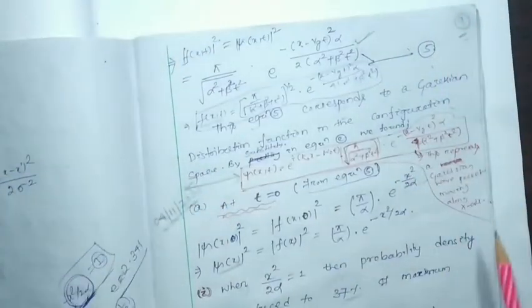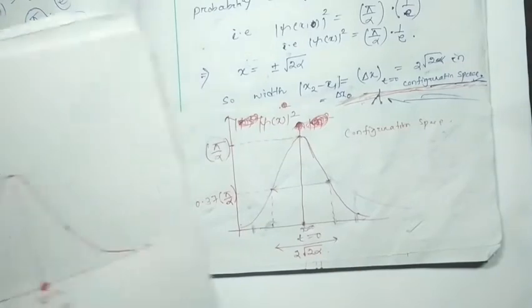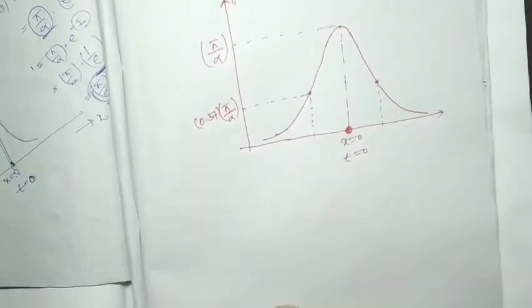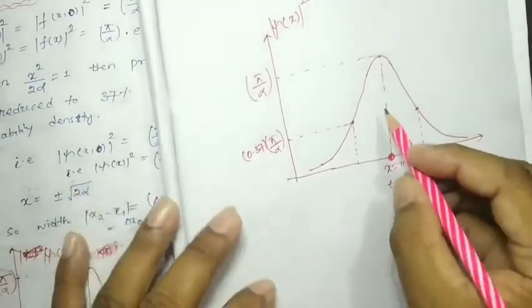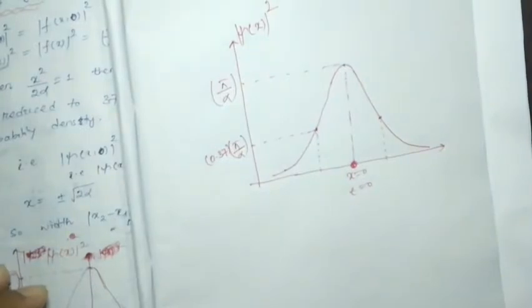Okay. Now come to this figure. To explain this figure, I have drawn it separately. It will be better that I explain it. Okay. So here, the maximum probability density at x equal to 0 and t equal to 0 is equal to pi by alpha.